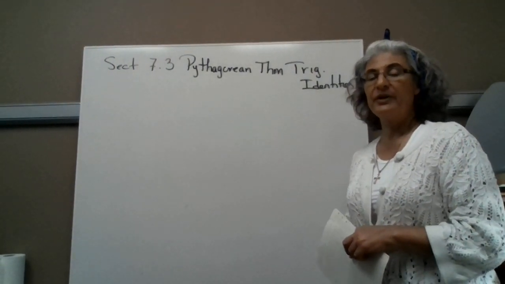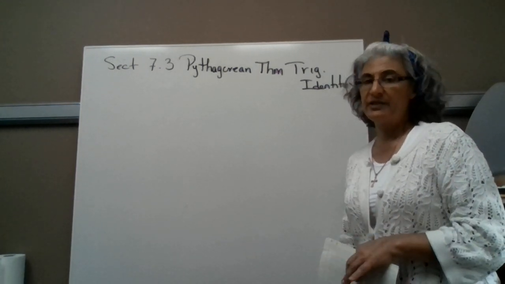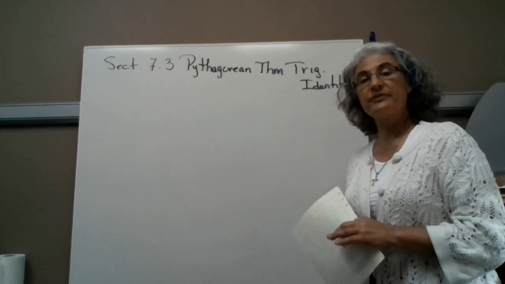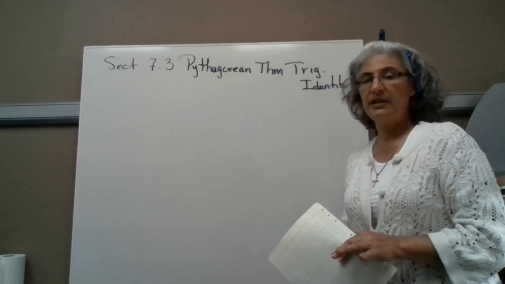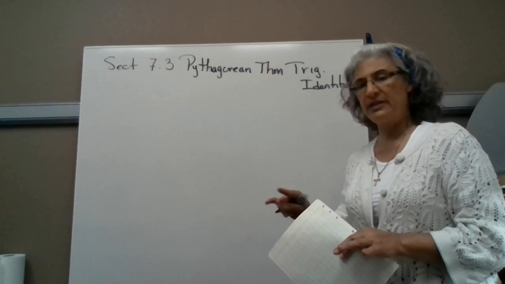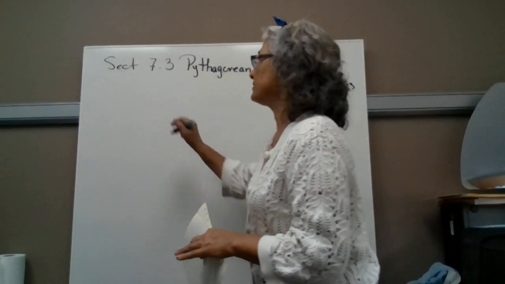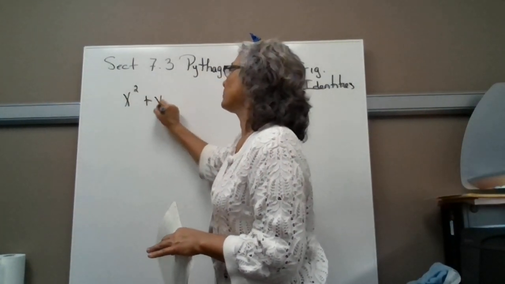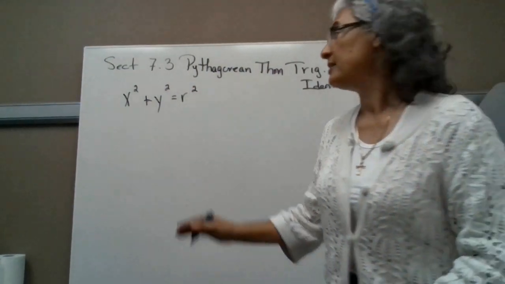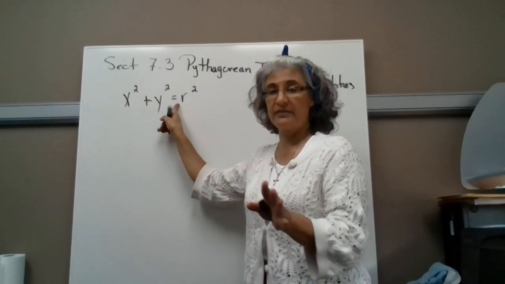So, welcome back. We are in section 7.3, dealing with Pythagorean theorem trig identities. So first, remember Pythagorean's theorem: a squared plus b squared equals c squared, right? But when we're on the circle, the a's, b's, and c's are gone, and we have x and y, and now the hypotenuse is the radius, remember? So it's no longer a squared plus b squared equals c squared. It's x squared plus y squared equals r squared. Still Pythagorean's theorem, okay? The two legs of a triangle on a circle and then the radius of the circle.